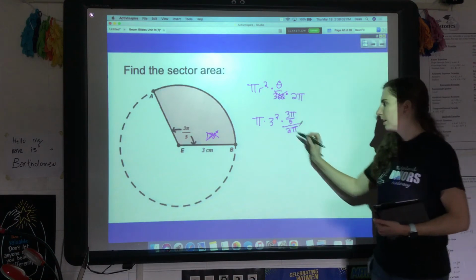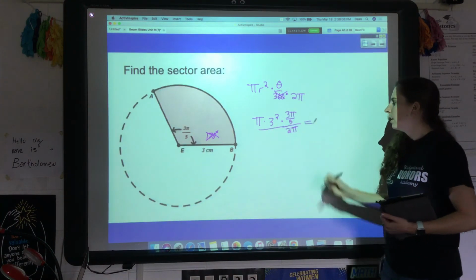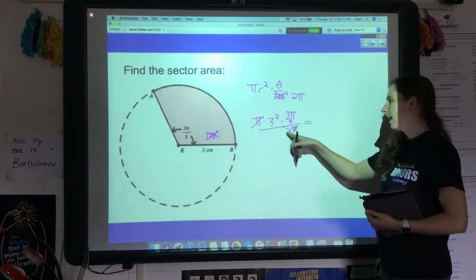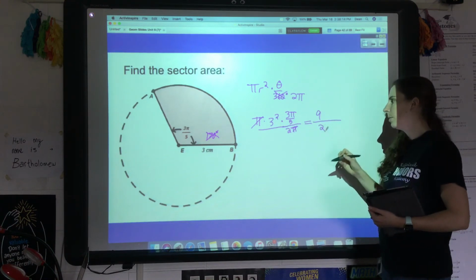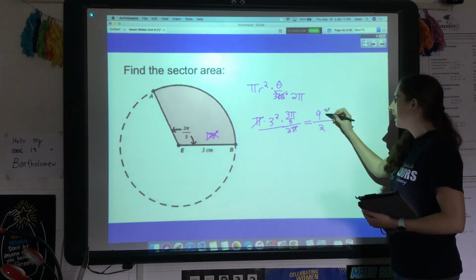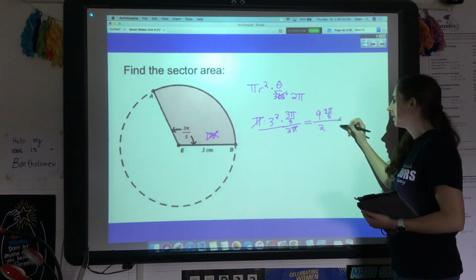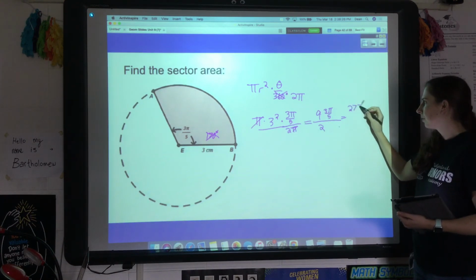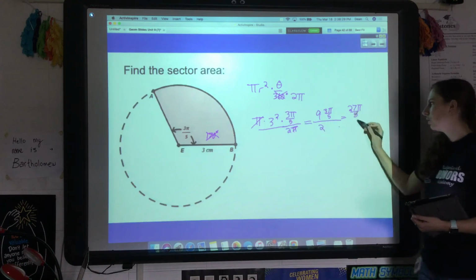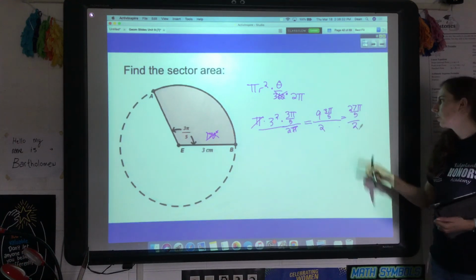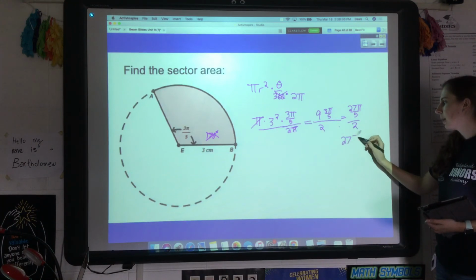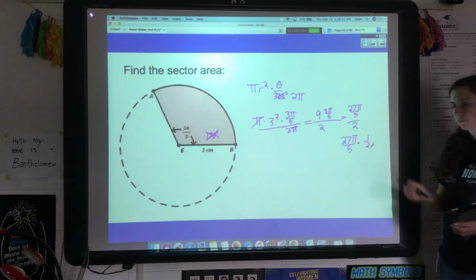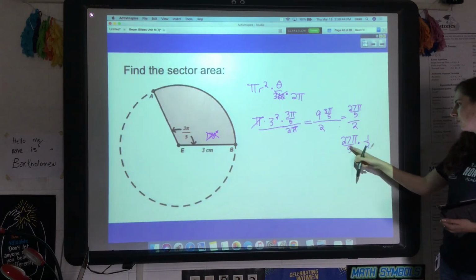I know there's a lot going on here, but let's simplify some stuff. I'm going to extend that. So pi and pi cancel out. Then I've got 9 on top and 2 on the bottom. And then I've got 3 times 3 pi over 5. I'm going to go ahead and make this 27 pi over 5. And then it's divided by 2, which is dividing by fractions, so it's keep, change, flip: keep the 27 pi over 5, change this to multiplication, and flip 2 to be 1 half, which is now 5 times 2 is 10.